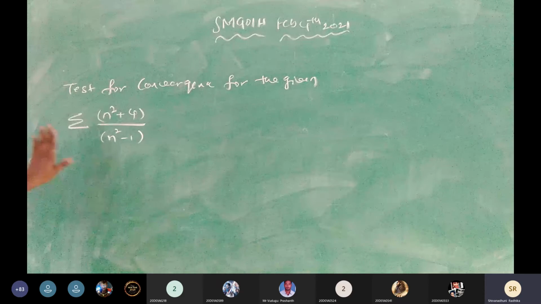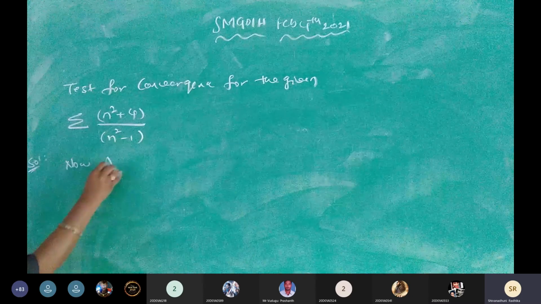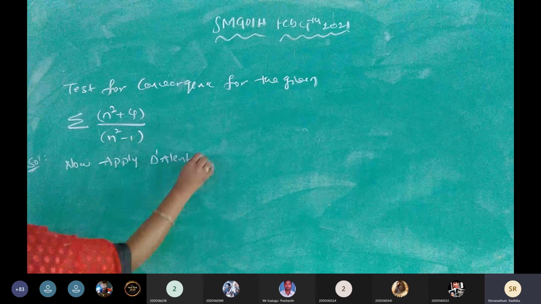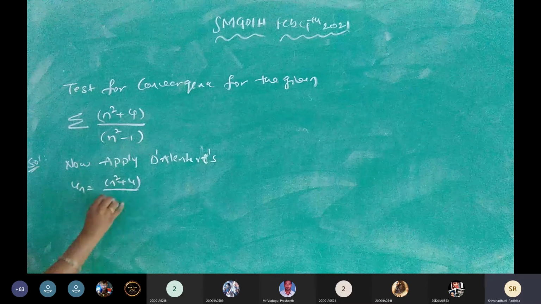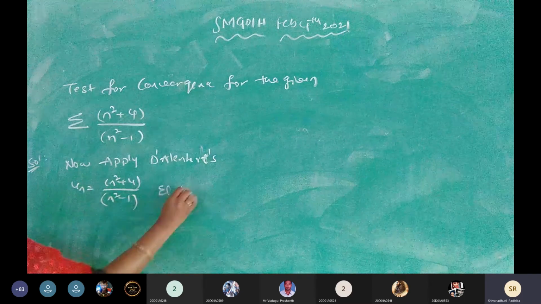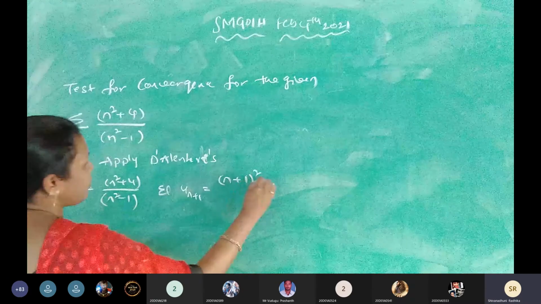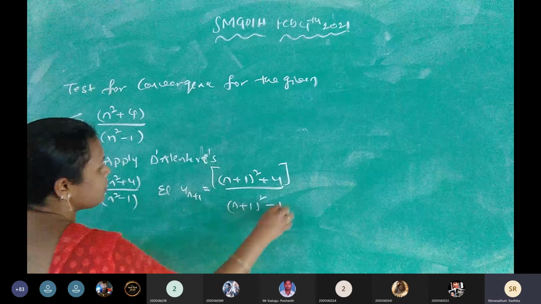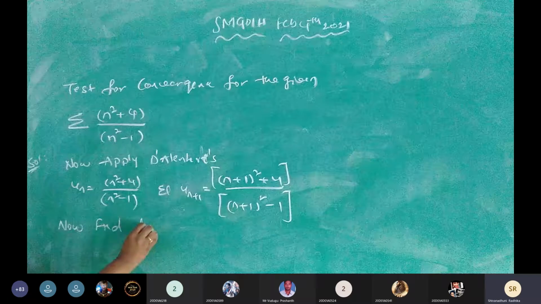Now I am going to apply the D'Alembert ratio test. What is u_n here? u_n is n square plus 4 by n square minus 1. Immediately you can find u_(n+1), that is (n plus 1) whole square plus 4 by (n plus 1) whole square minus 1. Now find limit n tends to infinity of u_n by u_(n+1). That is nothing but L.